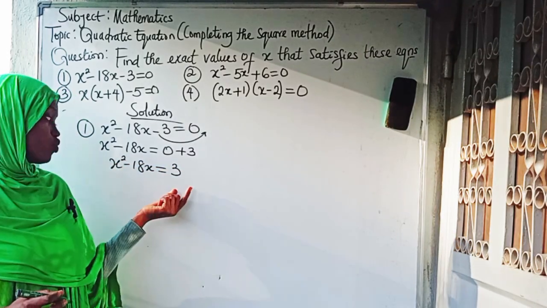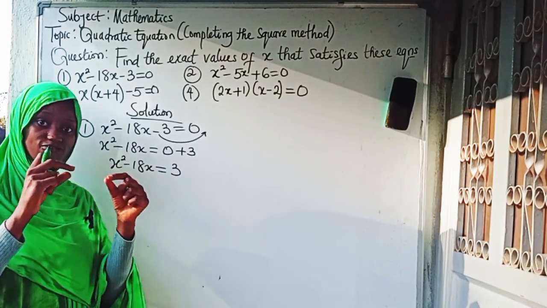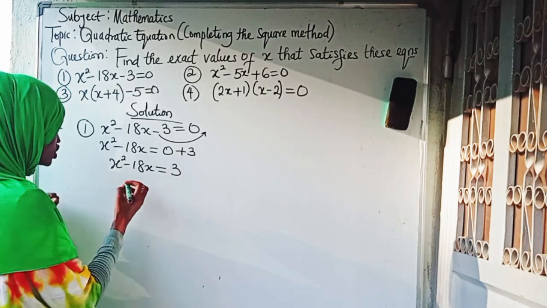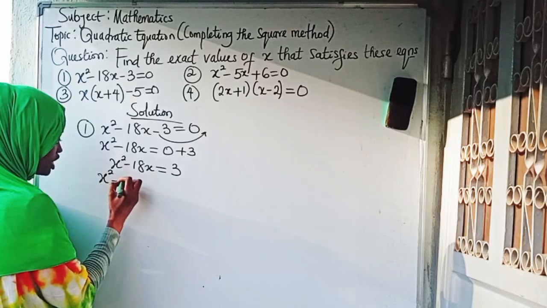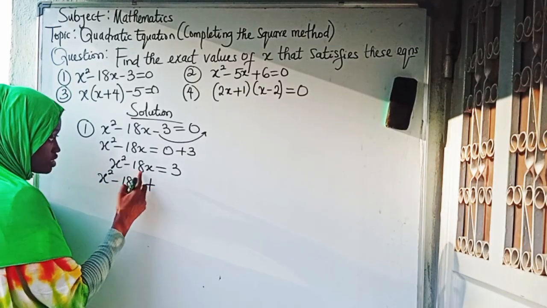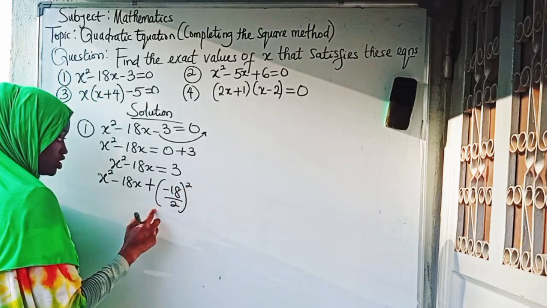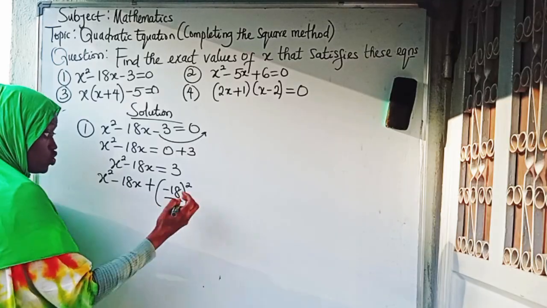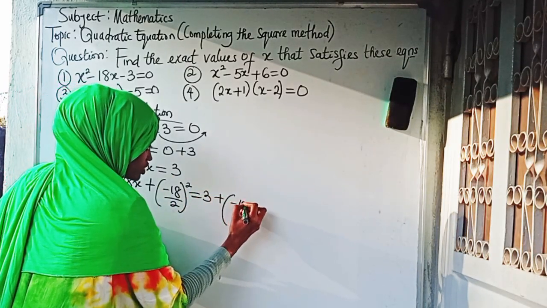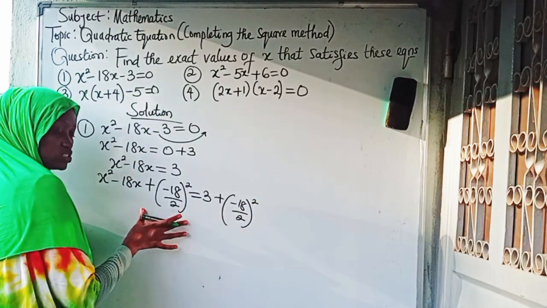What we'll do next is take the coefficient of the middle term, or the second term, take half of the coefficient and square it, and add it to both the left hand side and the right hand side. Here we have x squared minus 18x, so the coefficient of the middle term is minus 18. We take half of minus 18 and square it, and add it to the left hand side. We do the same to the right hand side, where we have 3 plus minus 18 over 2 all to the power of 2.